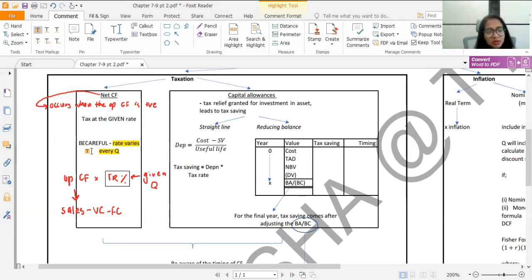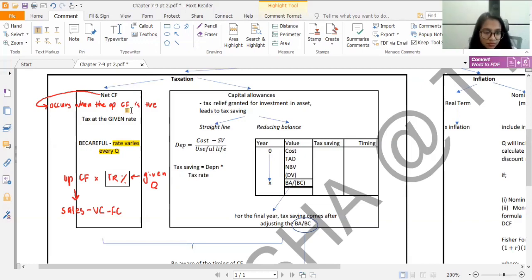Now, let me ask you a question. What if the operating cash flow is negative? Would you have to pay tax on that amount? Think about the logic of it. If it is positive, your tax you need to pay. If your cash flow is negative, normally you do not have to pay tax. You will get a tax refund.